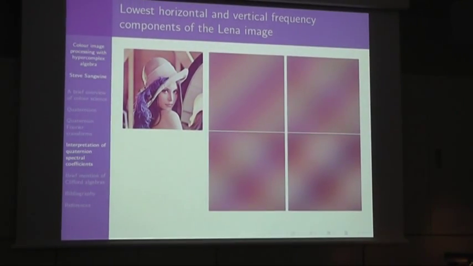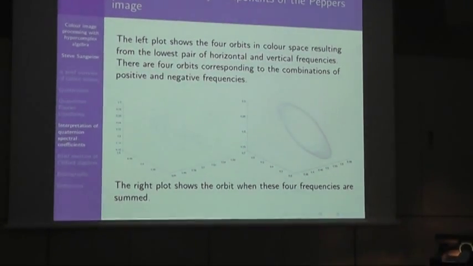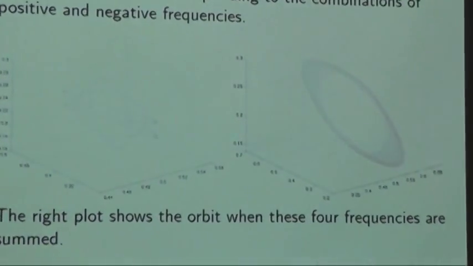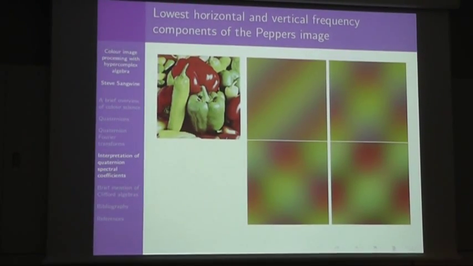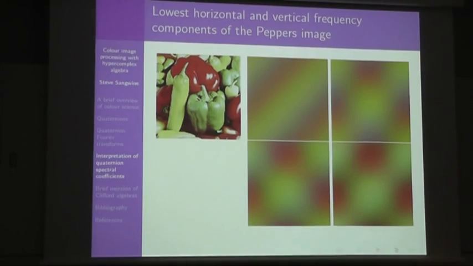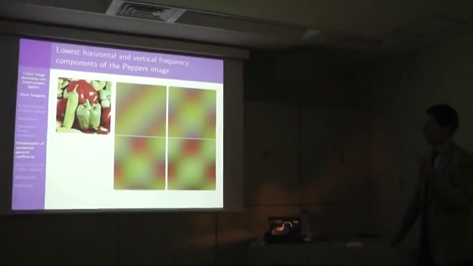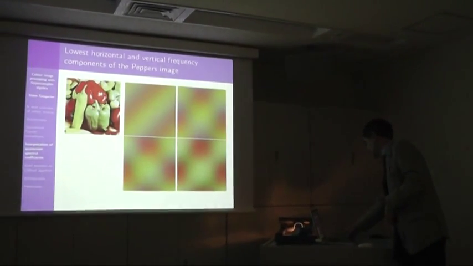Right. Here's another example. This is the Peppers image. Different colours, different circles, but again an ellipse. And that's what the Peppers image looks like, and that's what those 4 frequency components look like. So we're breaking down the colour image into oscillations in RGB space around it, circular paths which combine to produce elliptical paths.